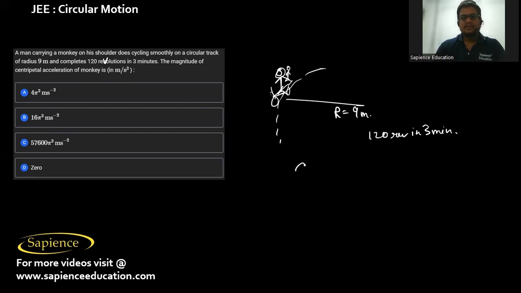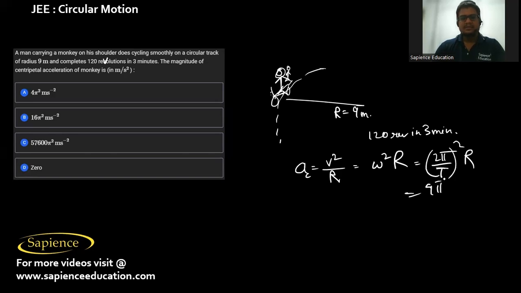So the magnitude of centripetal acceleration will be equal to v square by r, obviously, or we can tell it is omega square r. v is equal to r omega. Now omega is actually 2 pi by T, the time period of revolution, 2 pi by T whole square into r. This is 4 pi square by T square into r.